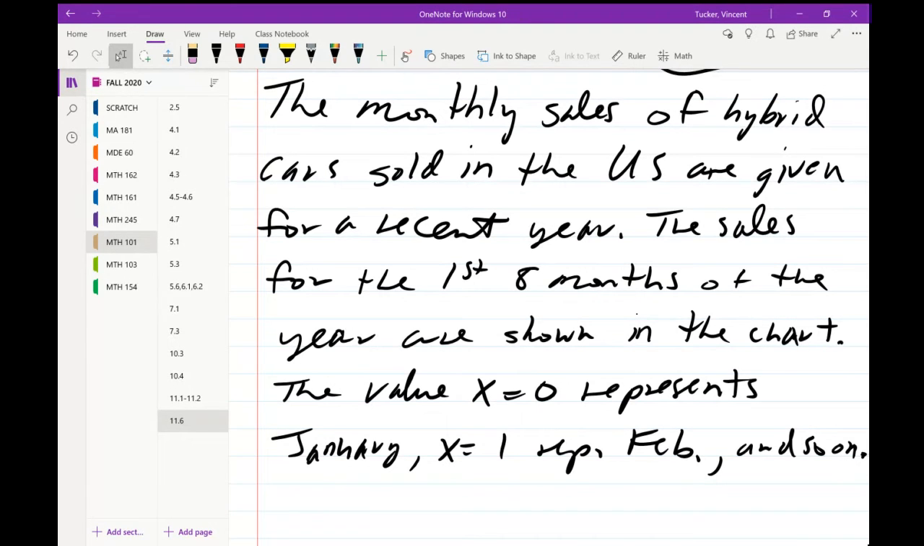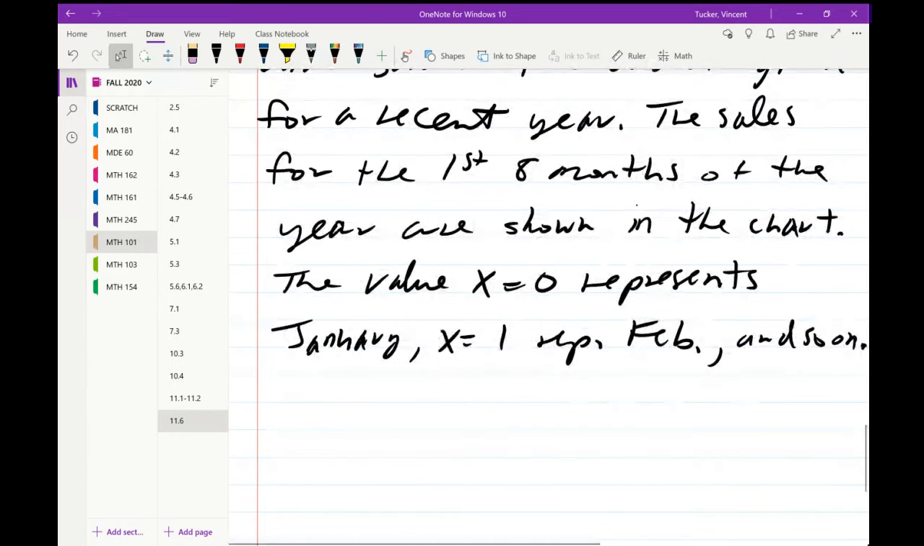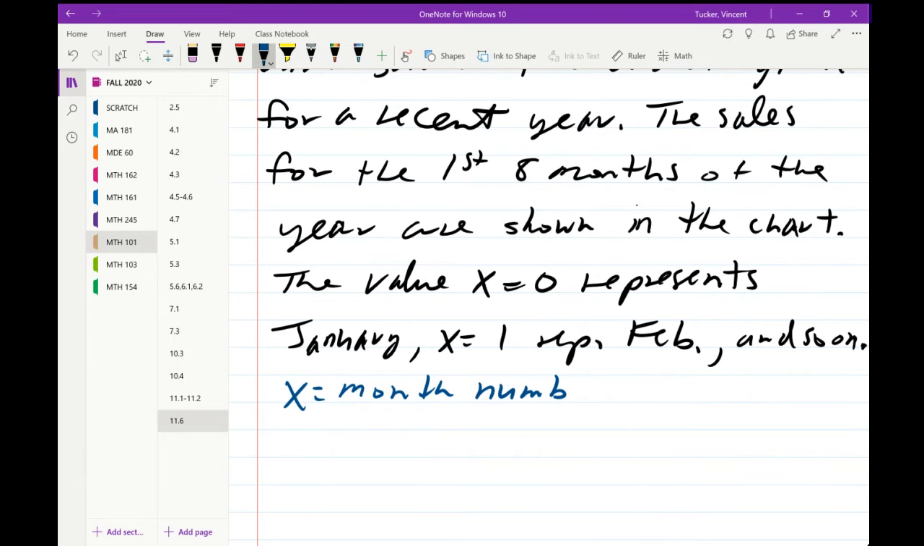So let's see, find a linear equation to represent those. Okay. Then they give us x as the month number, and y represents the number of vehicles sold.